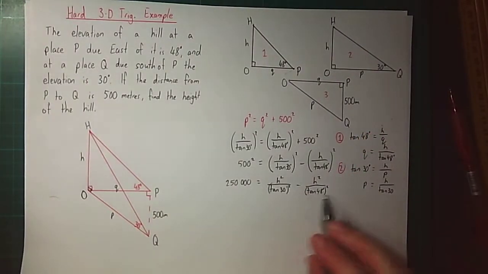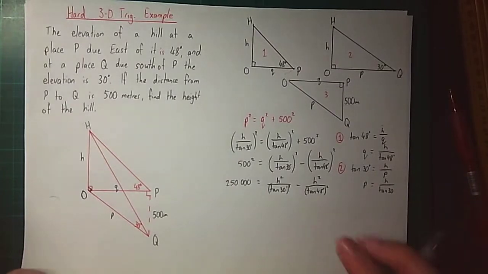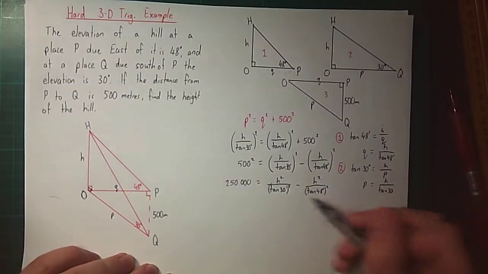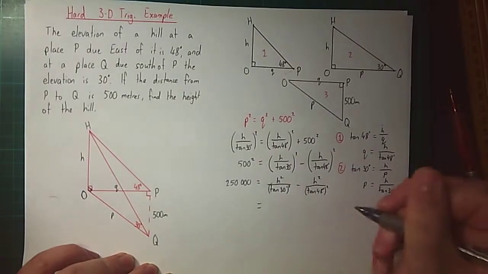And we'll just simplify this. So we're going to have H squared over tan 30, all squared there, minus H squared over tan 48 squared. Because we're subtracting fractions, we need to make sure that they have a common denominator.